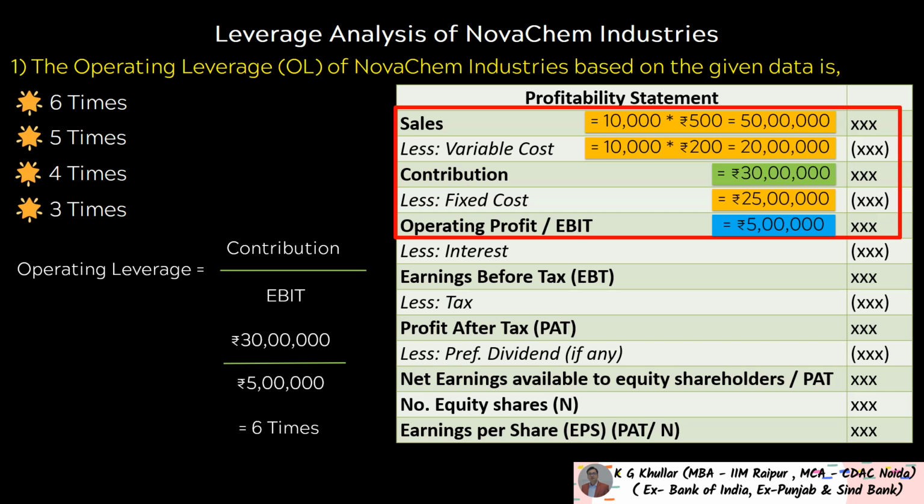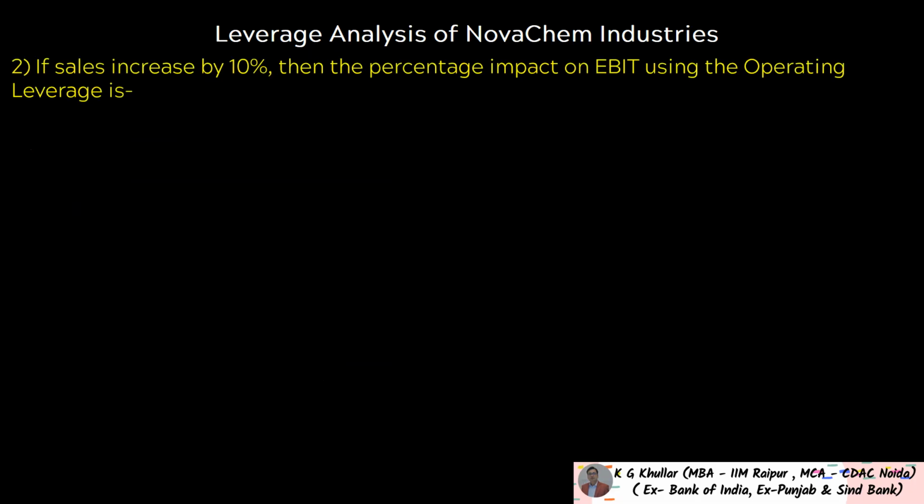Now just substitute all these values in the formula of operating leverage. We get contribution divided by EBIT equals rupees 30 lakhs divided by rupees 5 lakhs equals 6 times. So the correct option for the given question is option A.